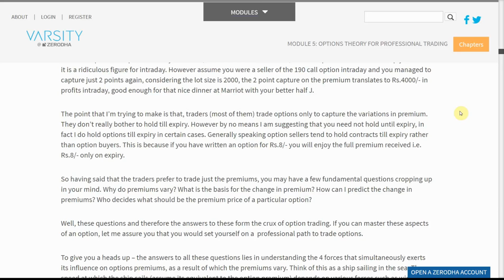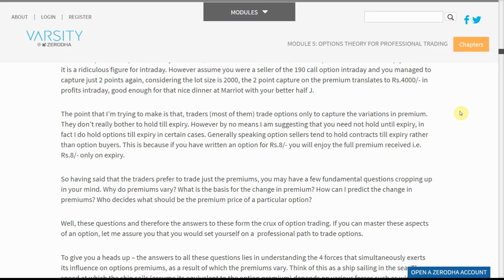However, by no means I am suggesting that you need not hold until expiry. In fact, I do hold options till expiry in certain cases. Generally speaking, option sellers tend to hold contracts till expiry rather than option buyers. This is because if you have written an option for 8 rupees per, you will enjoy the full premium received, i.e. 8 rupees per only on expiry. So having said that, the traders prefer to trade just the premiums.